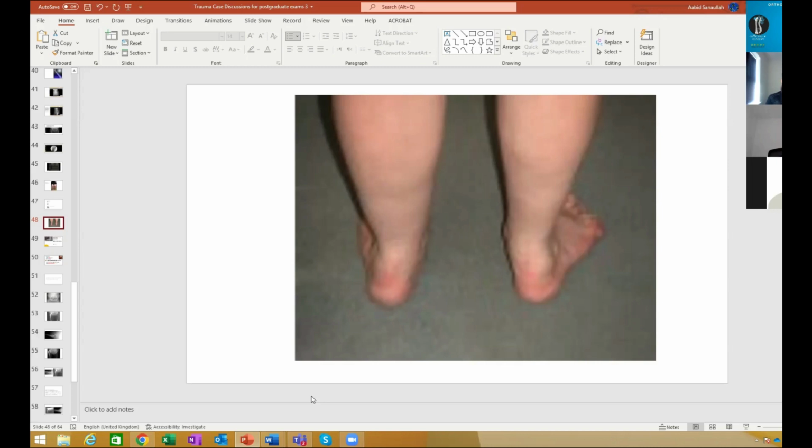I think it's a coalition, tarsal coalition. Okay, well done. So this lady comes to you complaining of pain and ongoing difficulty with her gait. And this is the picture that you see. How do you want to proceed? So take relevant history to start with.